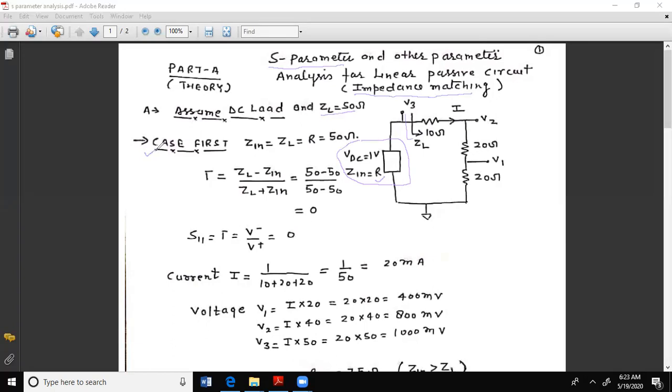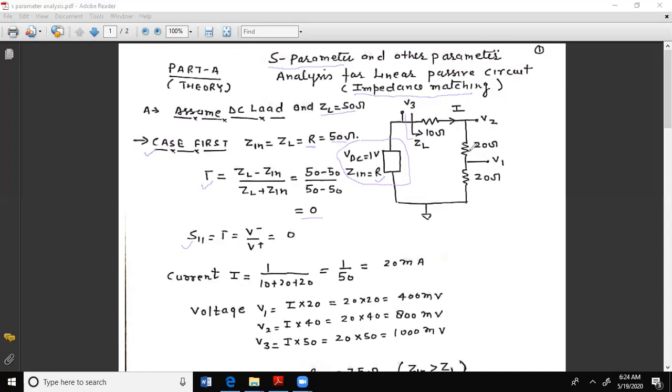In the first case, we are taking the input impedance as also resistive, and the value of impedance is 50 ohm. The reflection coefficient is ZL minus Zn upon ZL plus Zn. ZL and Zn are both 50, so the value of the reflection coefficient is 0, because this is a single port analysis.